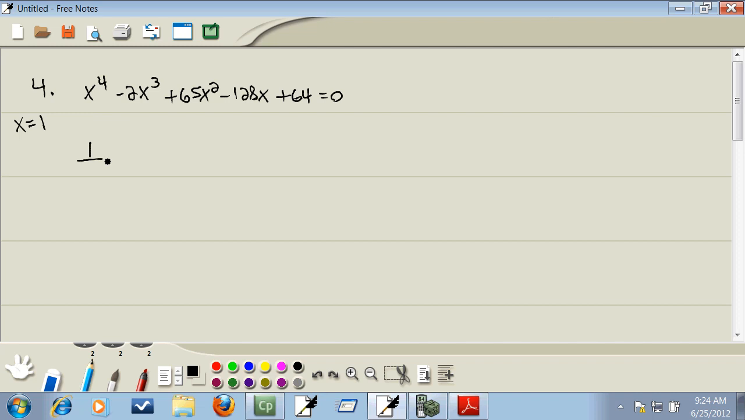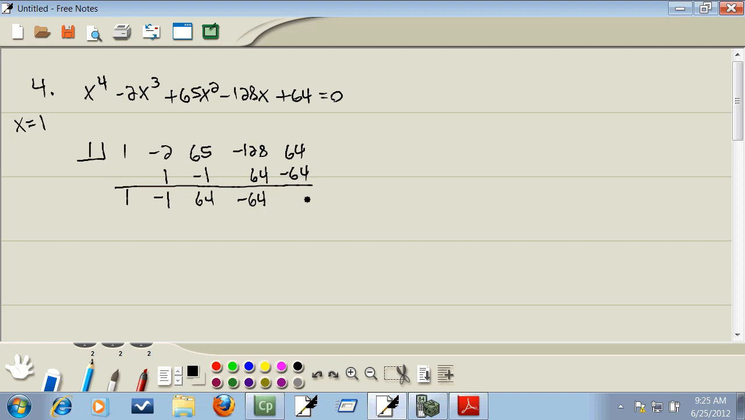Well, let's plug that into our synthetic division. So we've got 1, negative 2, 65, negative 128, and 64. So I want to add, multiply. You always multiply by the number up in the box, by the number you put down there. 1 times 1 is 1. Add, multiply, add, multiply, add, then multiply, and add. And we get a 0 here. That's good. That means that's our first answer. So x equals 1 is our first answer. That's what you get when you get 0.